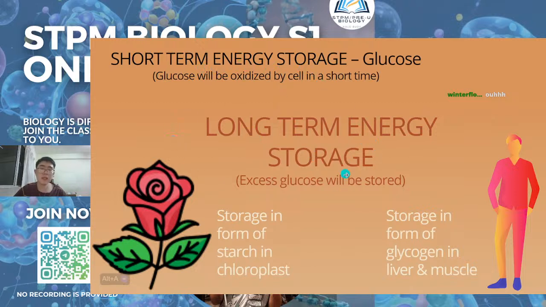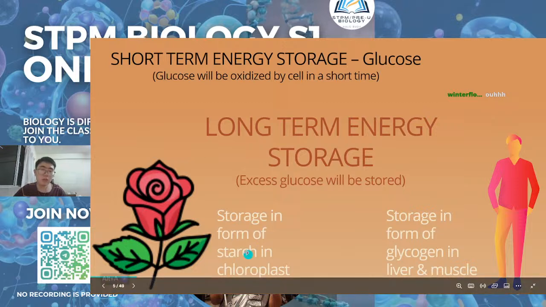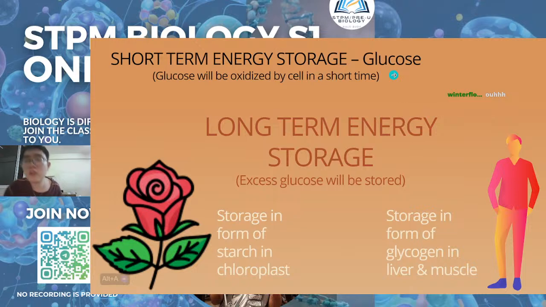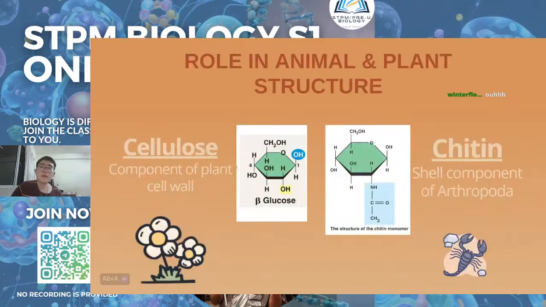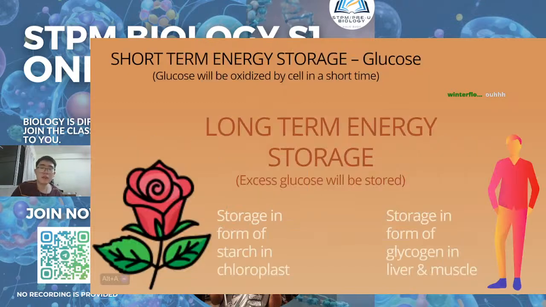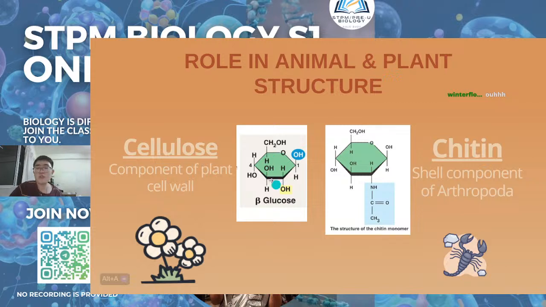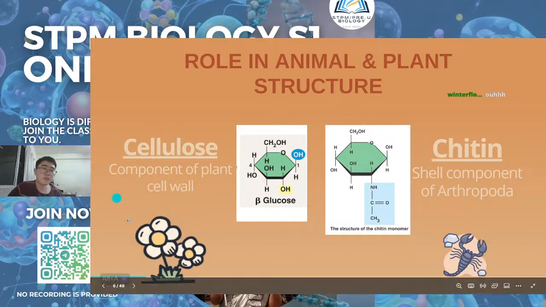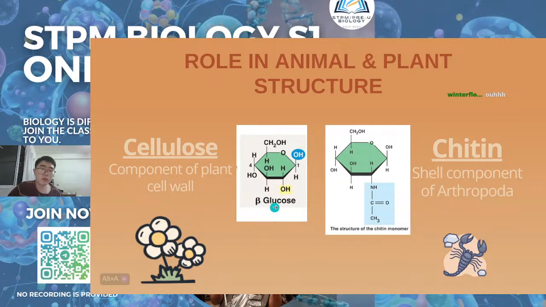For long-term energy storage, the plant normally stores it in the form of starch in the chloroplast. And animals store it in the form of glycogen. So starch and glycogen are examples of polysaccharide. Glucose is the basic unit, a monosaccharide. Later I will explain it. And another function of carbohydrate is that it can form animal and plant structure. For plants, beta glucose is the component of the plant cell wall.